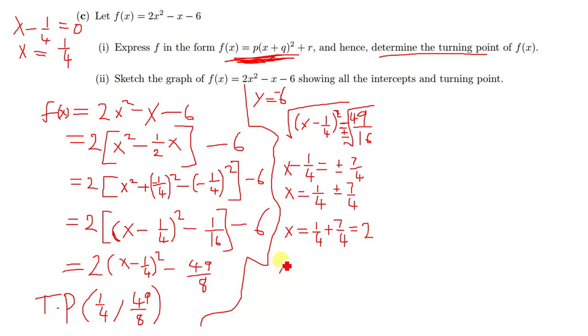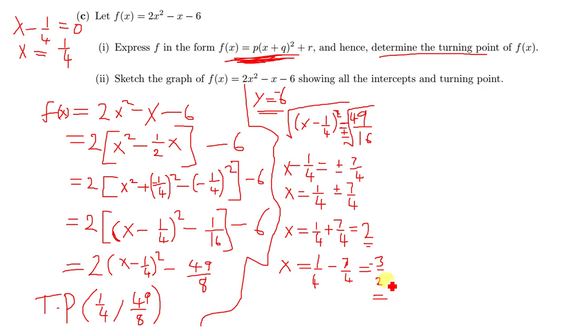The other value of x that we're going to find is 1 over 4 minus 7 over 4. This is going to give you negative 6 over 4, which is the same as negative 3 over 2. So these are the x-intercepts that we have been asked to find, and then the y-intercept is just y is equal to negative 6. So now we sketch the graph.